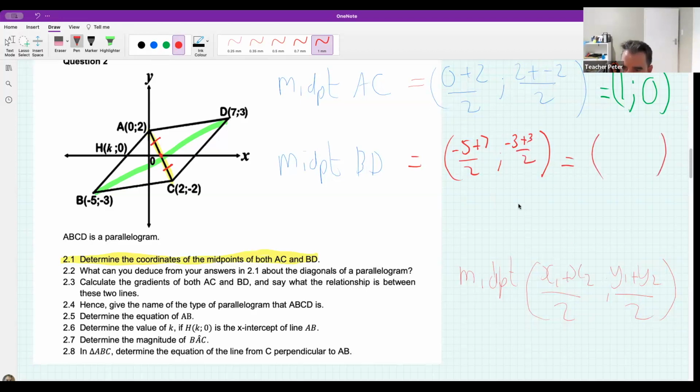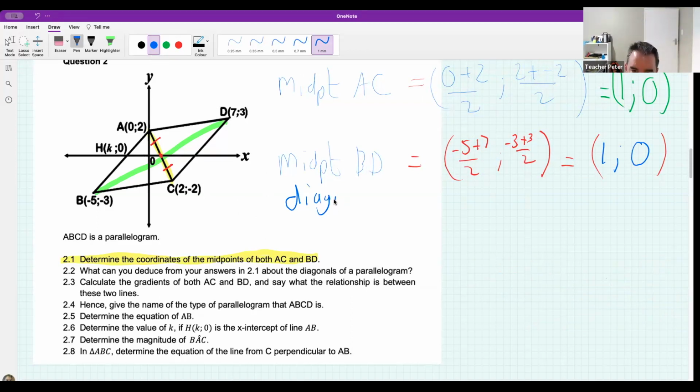Something interesting is happening here. So I agree with Kellen. You basically get 2 over 2, which is 1, and Anushka as well. So what we find is that the diagonals bisect each other. So diagonals, I'll explain what that means now.